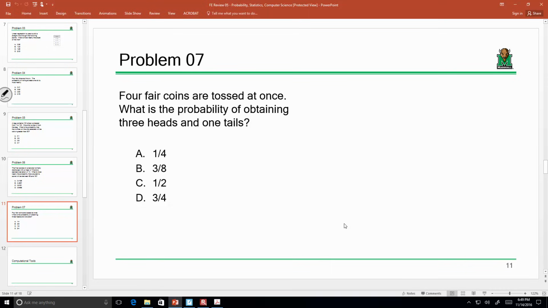Now, this one, there are a couple of ways of going about this. There's an easy way and then there's a long way. Okay? So 4 fair coins are tossed at once. What's the probability of obtaining 3 heads and 1 tails? Now, one way of doing it is to do this.